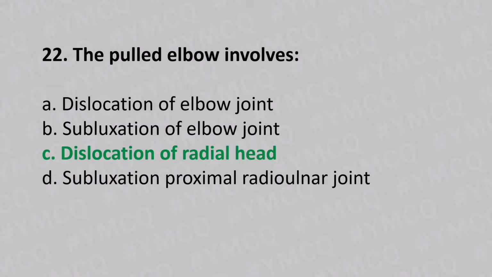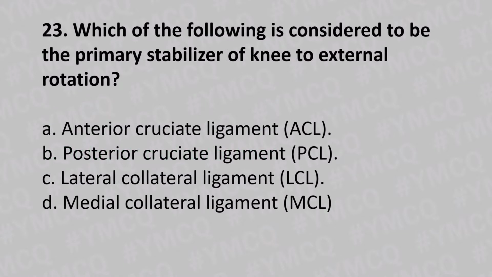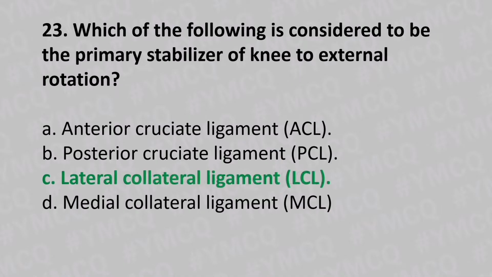Moving to our 23rd question. Which of the following is considered to be the primary stabilizer of the knee to external rotation? Option A, anterior cruciate ligament, ACL. Option B, posterior cruciate ligament, PCL. Option C, lateral collateral ligament, LCL. Option D, medial collateral ligament, MCL. And the answer is option C, lateral collateral ligament.